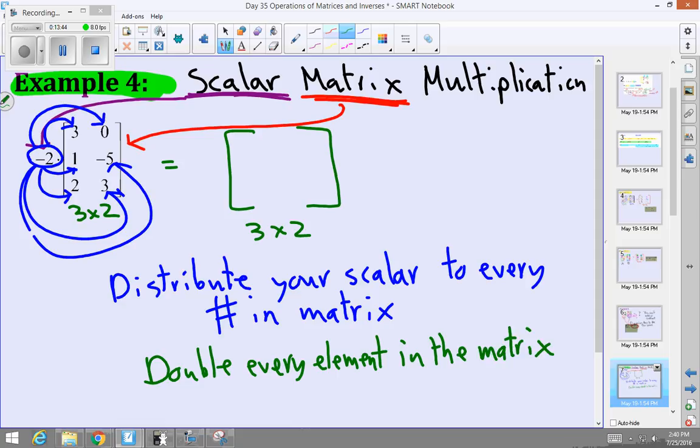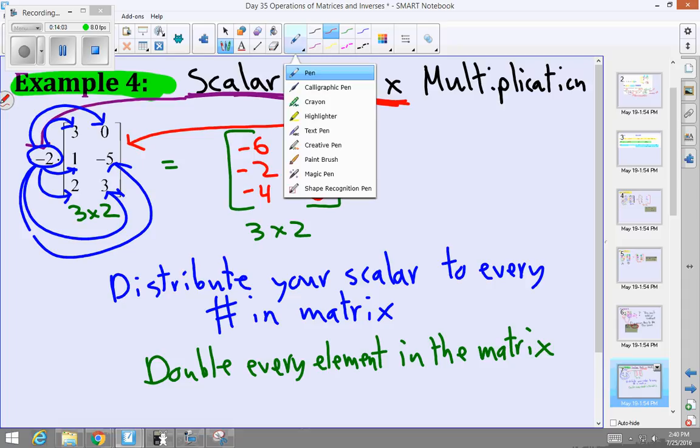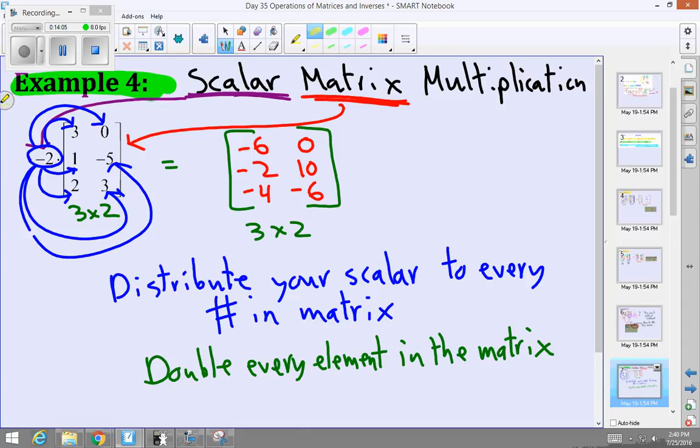So when you do it, you got negative 2 times 3 is negative 6. Negative 2 times 0 is 0. Doubled, doubled, doubled, doubled. Every number that I originally started with is now doubled. So if I just highlight as a whole unit here, all of these yellow numbers are doubled into this category.